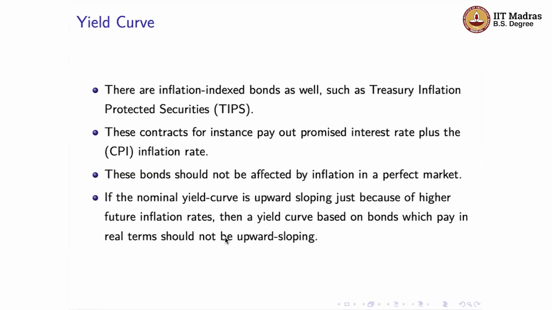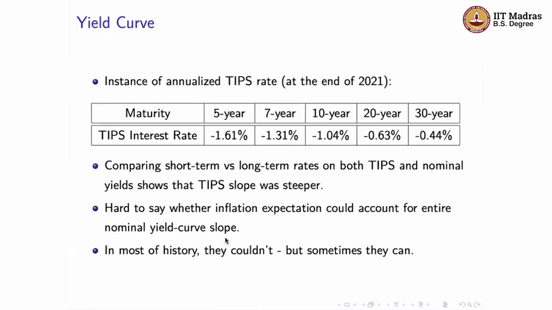So if the nominal yield curve is upward sloping just because of the higher future inflation rates, right, and on the basis of which people expect higher interest rates, then if you have a yield curve based on the bonds which pay out in real terms, those bonds should not be upward sloping, right? That's the implication of this analysis, right? So we can actually look at the data for these annualized TIPS rates, different maturities, at the same time as we have been looking at the data for the nominal bonds in the previous example.